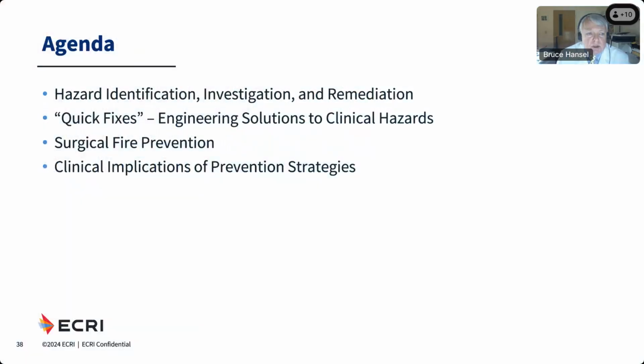So our basic agenda is going to be discussing hazard identification, investigation, and remediation. Give you some examples of quick fixes where engineering solutions have been applied to different types of problems. And then we're going to get into actual surgical fire prevention and clinical implications of prevention strategies.